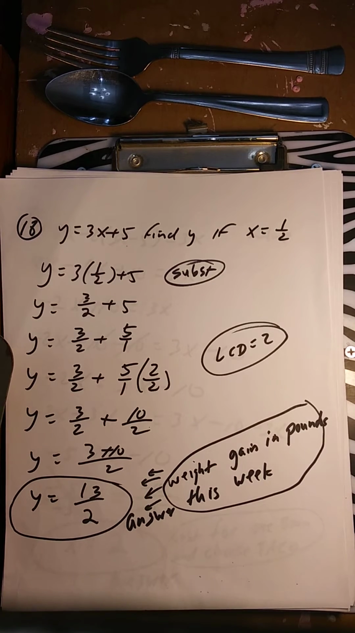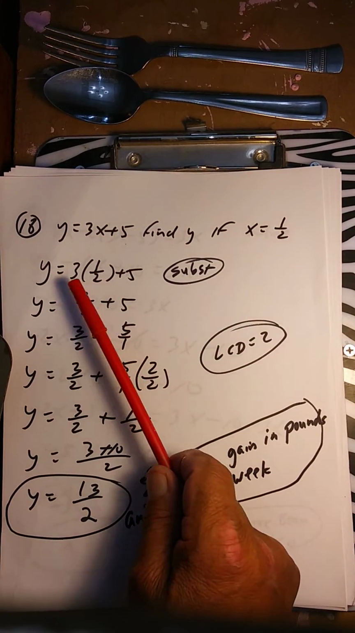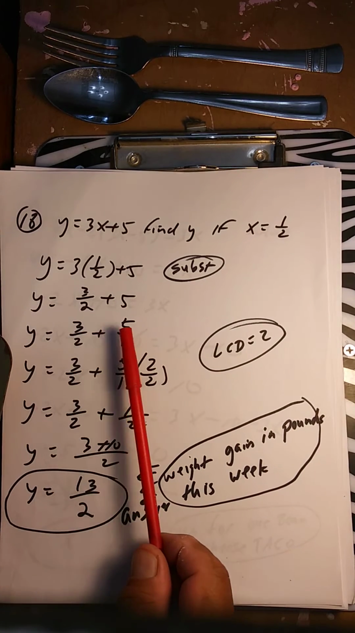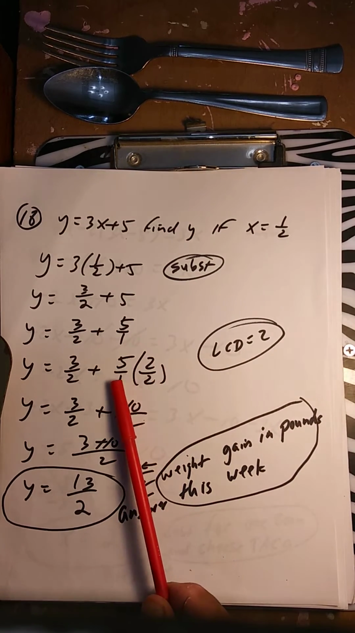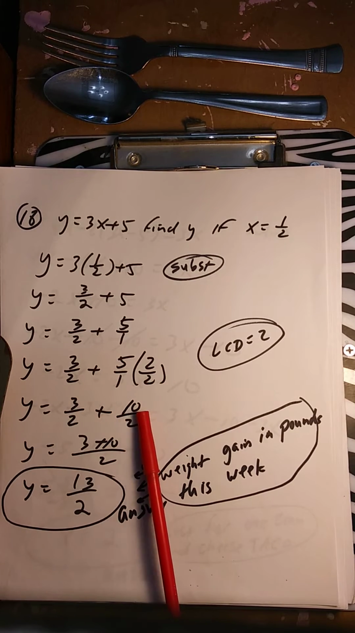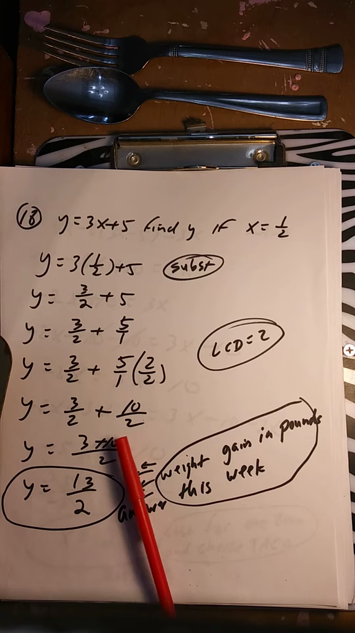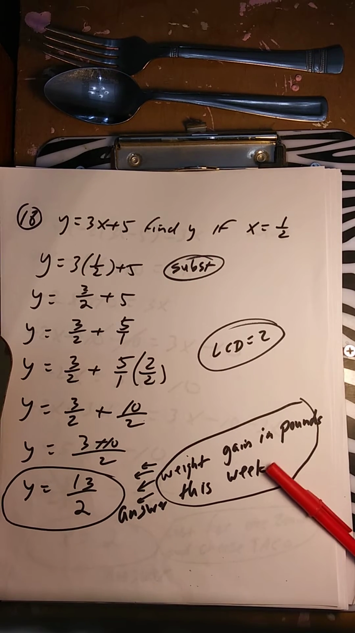Y equals 3x plus 5. Find y if x is 1/2. So substitute it in there. The 1/2 goes right in there. So now we have 3 times a half is 3 halves. Well, 3 halves and 5, are they 1? Nope. So LCD is 2. So multiply by 2. Multiply by 2. 2 times that is 10. 2 times that is 2. So 3 over 2 plus 10 over 2. Now we can put them together. 3 plus 10 over 2, or 13 over 2. This is like the weight gain this week, maybe.